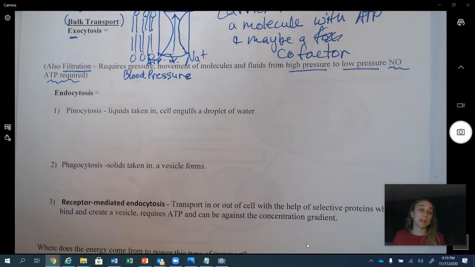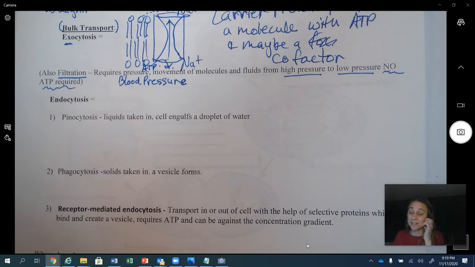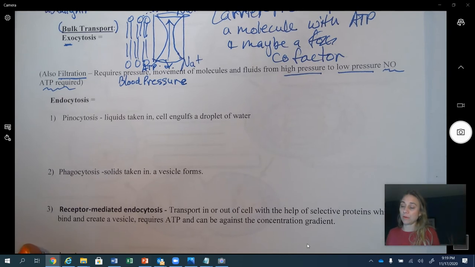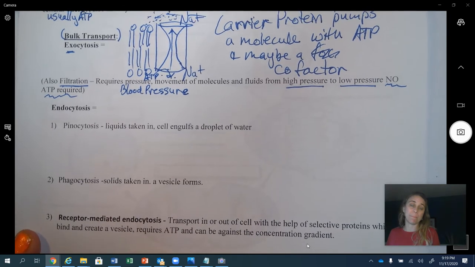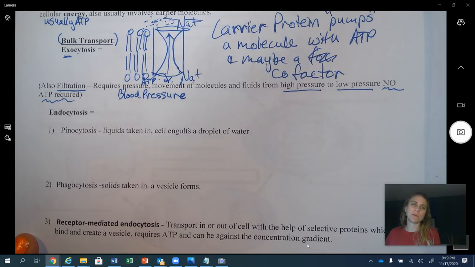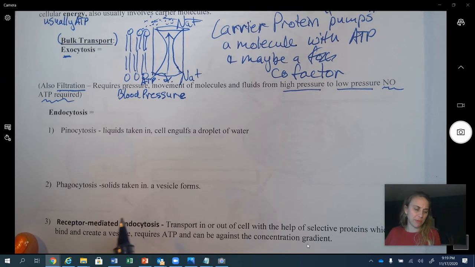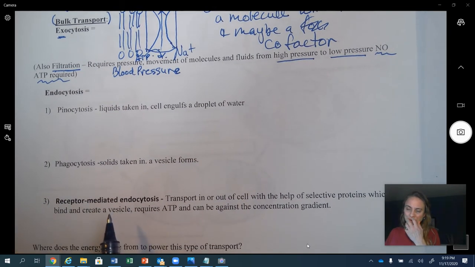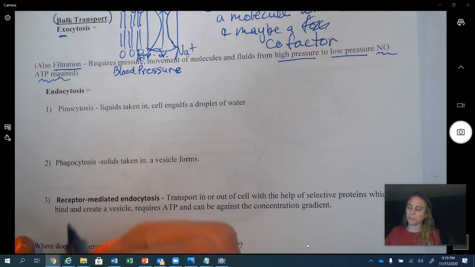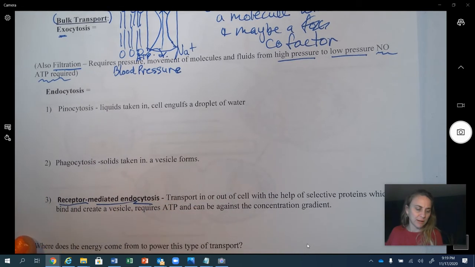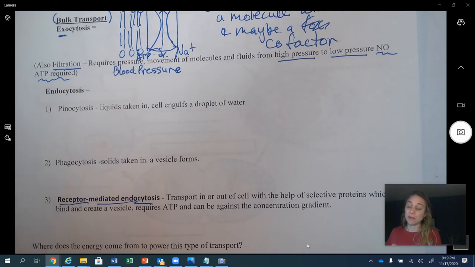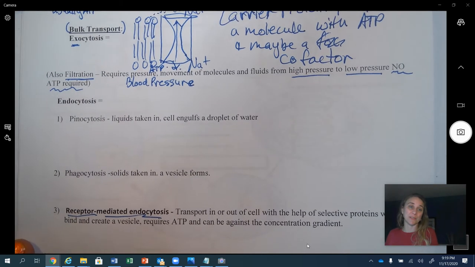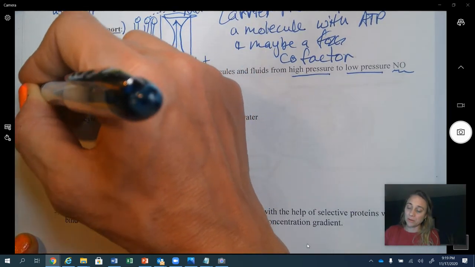The next type of transport is taking things into the cell. You can pump things into the cell using this receptor mediated endocytosis. I guess that's fancier. Or you can take things and have it exit the cell too. So I guess you could do that for both.